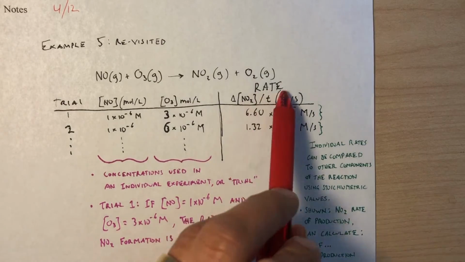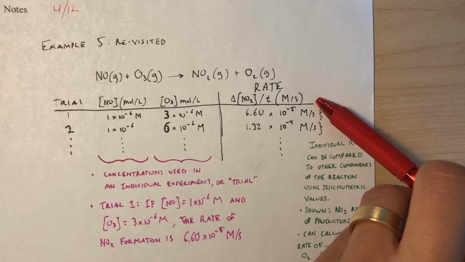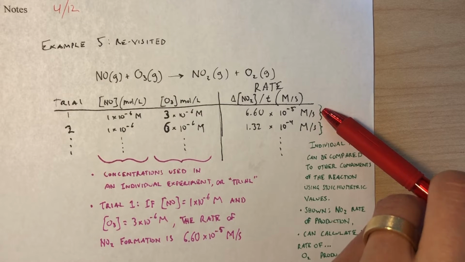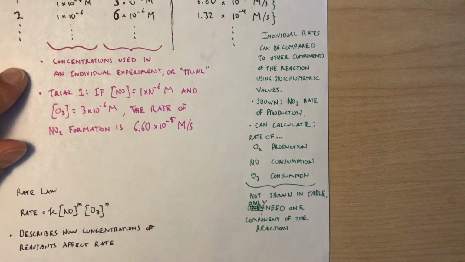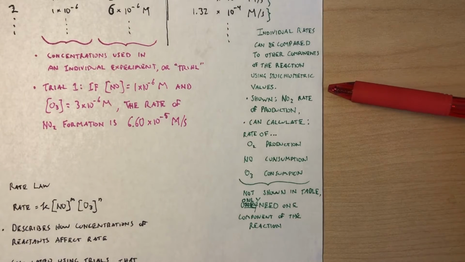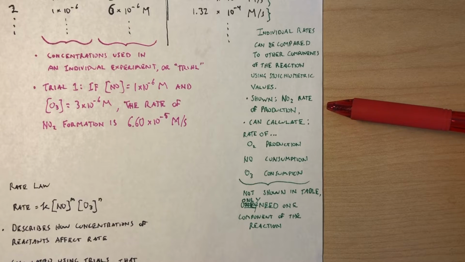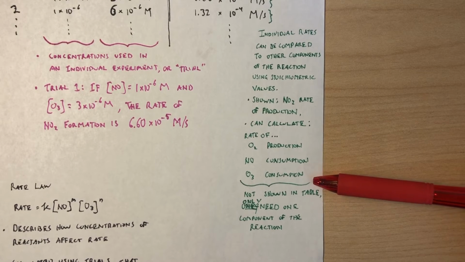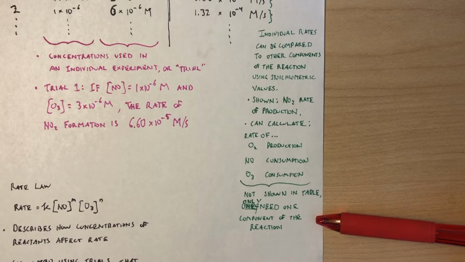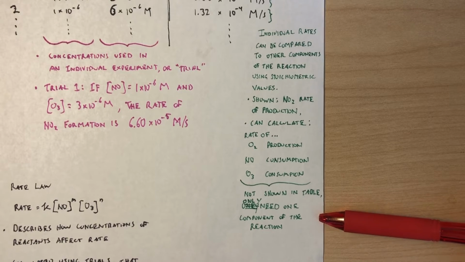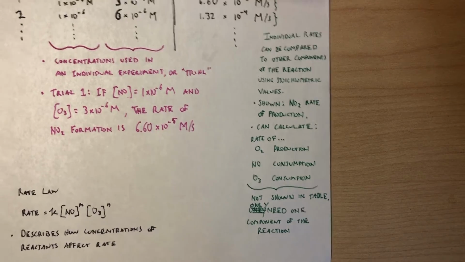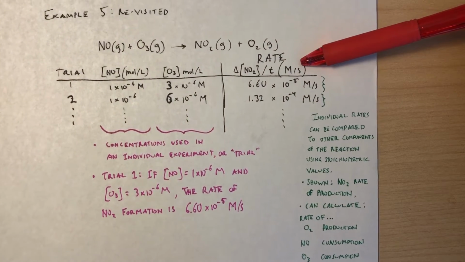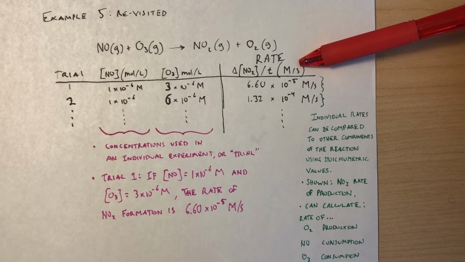We could have any of these components, but it is just that one product. And once we have that single reaction rate, we could compare with stoichiometric ratios the rates of the other formation or depletion. So I summarized that information here. The reaction rates can be compared to other components of the reaction using stoichiometric ratios. Shown is the NO2 rate of formation. We can calculate the rate of O2 production, NO consumption, and ozone consumption, but these are not shown in the table. You only need one component of the reaction, and it's typically the one that can be monitored. In this situation, for certain experimental reasons, it was chosen to be NO2 concentration over time.